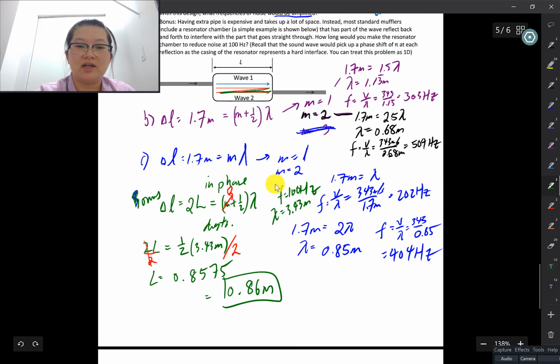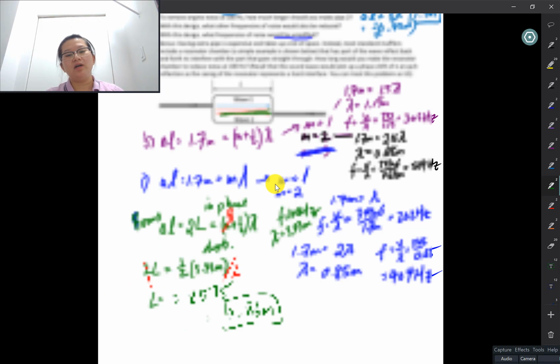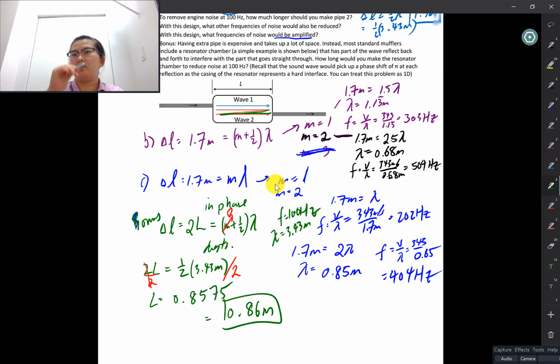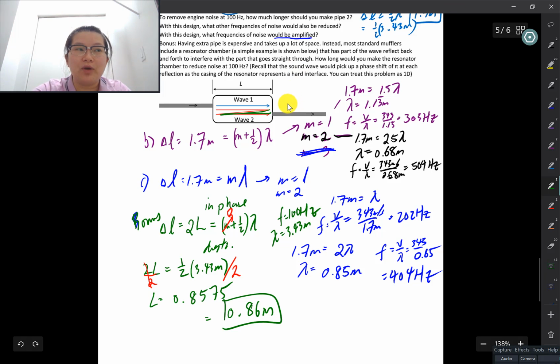Okay, so there we go. Phew. So remember, 2 phase shifts is going to get your sound wave back in phase with the original, meaning all you have to do is consider an in-phase situation in which a destructive interference will mean you need half wavelength path differences, and to reduce the L we need to make m as small as possible, which is going to give us a total of 0.86 meters for the length of your chamber.